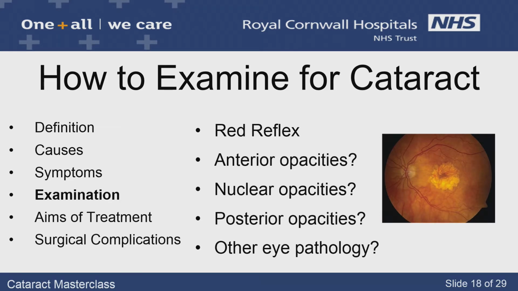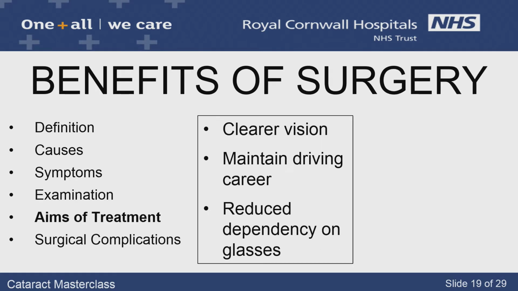Finally, we are obliged to look for other causes of vision impairment other than cataracts. It's very easy just to diagnose a patient's vision impairment as being due to cataract because everybody over the age of 70 has some opacification of their lens, but it is not necessarily the reason for the impairment.